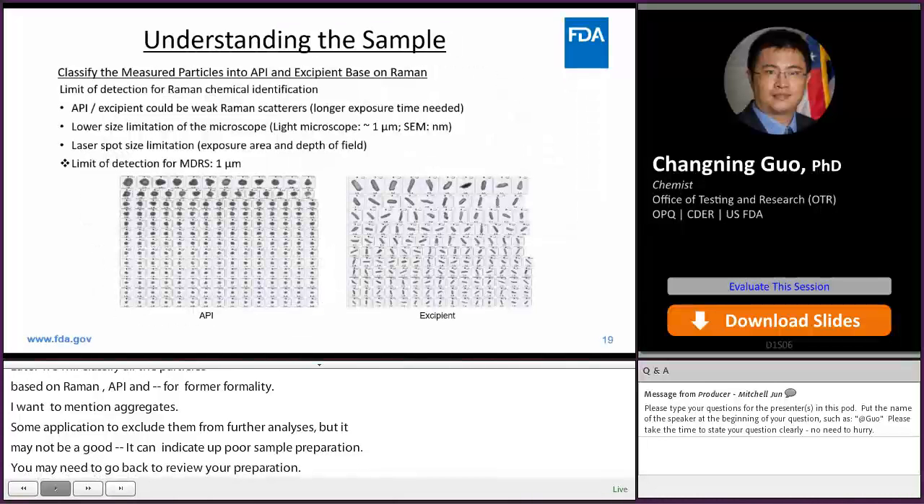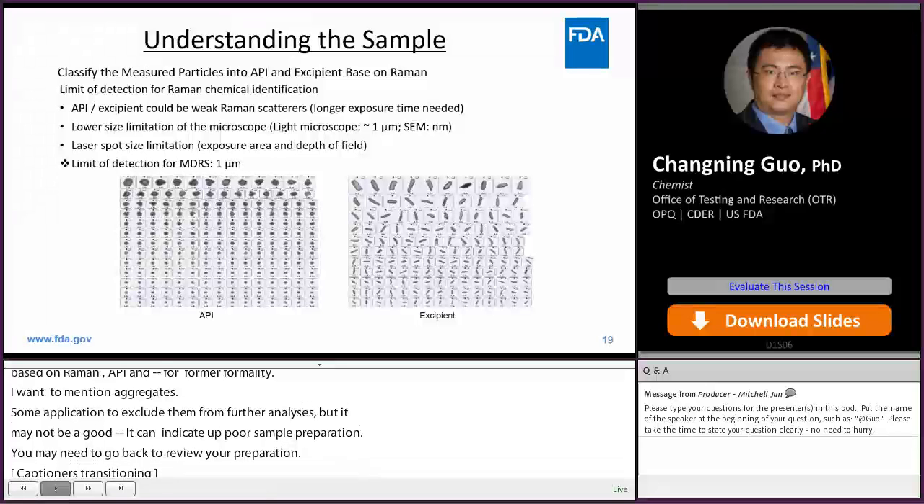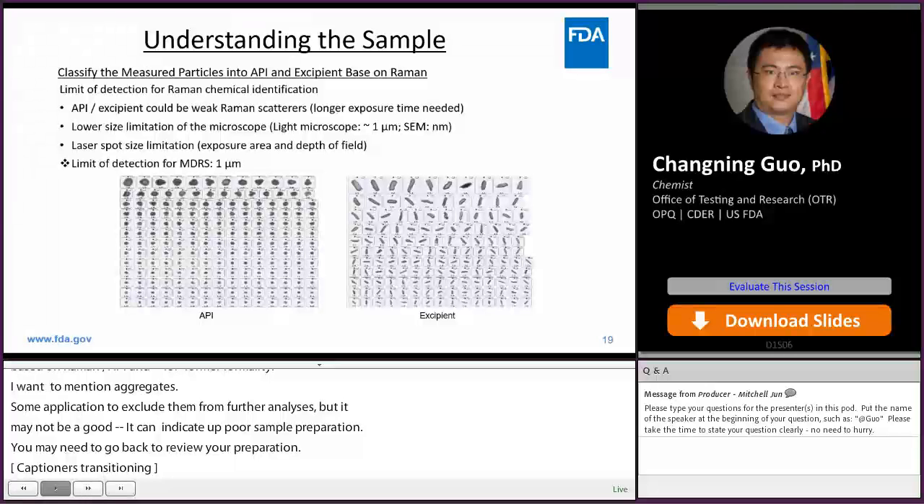All the particles in the training set can be classified into API and excipient groups based on Raman. Raman classification itself is a relatively straightforward process. The only thing I want to mention here is the limit of detection for MDRS. The limit could come from both the sample and the instrument. The limit of detection for the current version of the MDRS instrument can be as good as 1 micron.